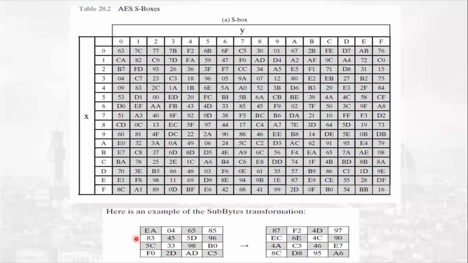Similarly, I'll go to the second byte. It says 04. I'll go to the 0th row and the 4th column. It says F2. I'll substitute F2 instead of 04. This way I'll apply this logic to all the entries in the matrix, and the substitute byte, the first step in the round, will produce this data. Any doubts here, guys?